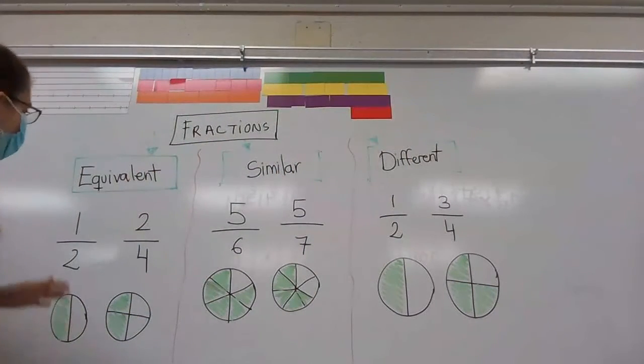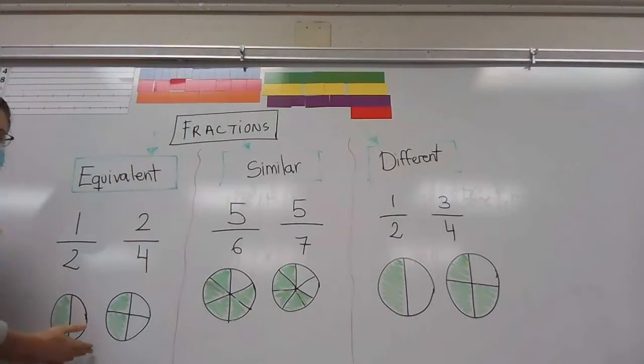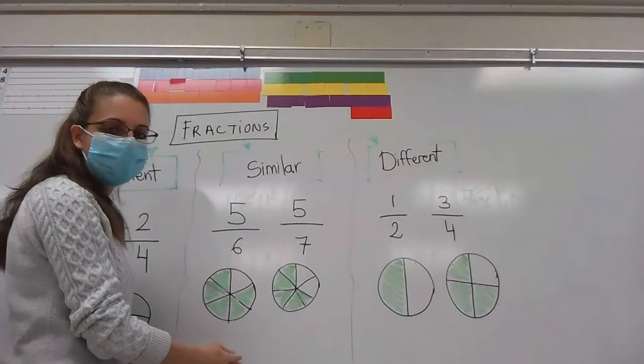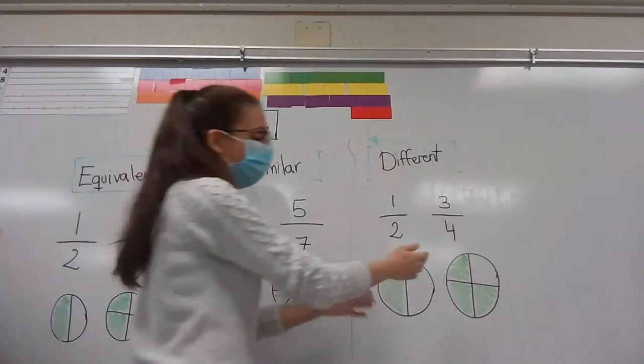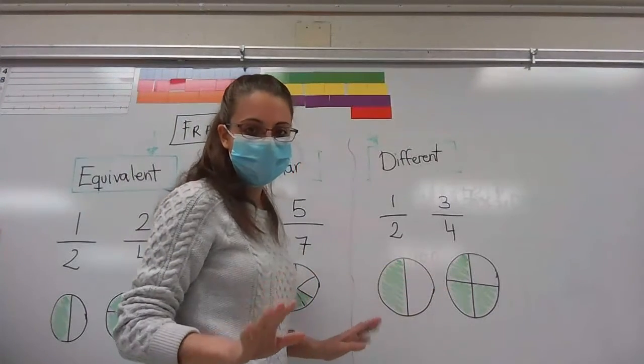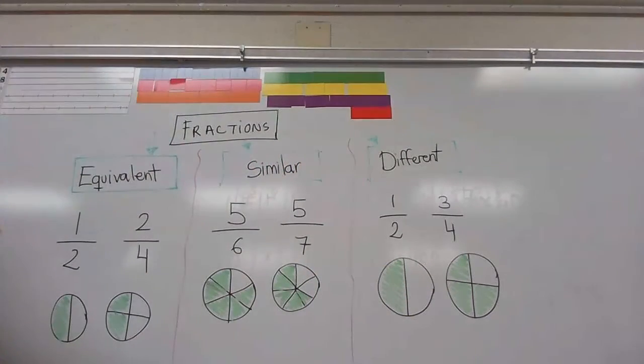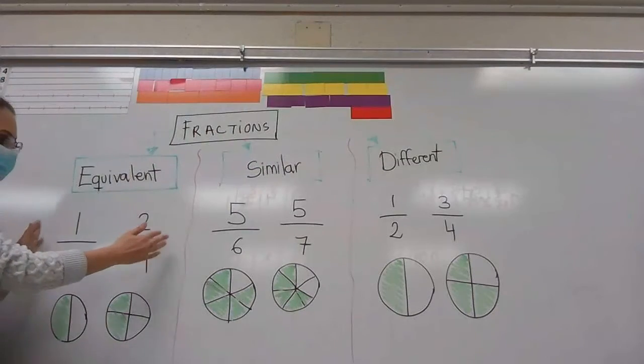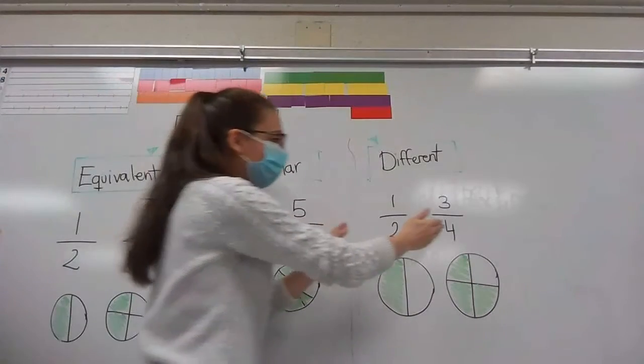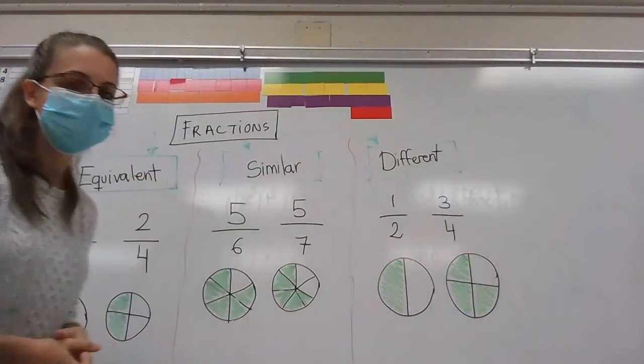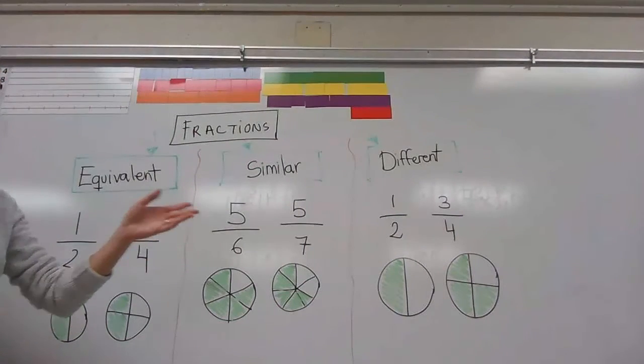So let's review. Equivalent, their value is the same. Similar, their value is very close. And different, they are different, okay? So now you have to compare two fractions, and you have to decide if they are equivalent, similar, or different.